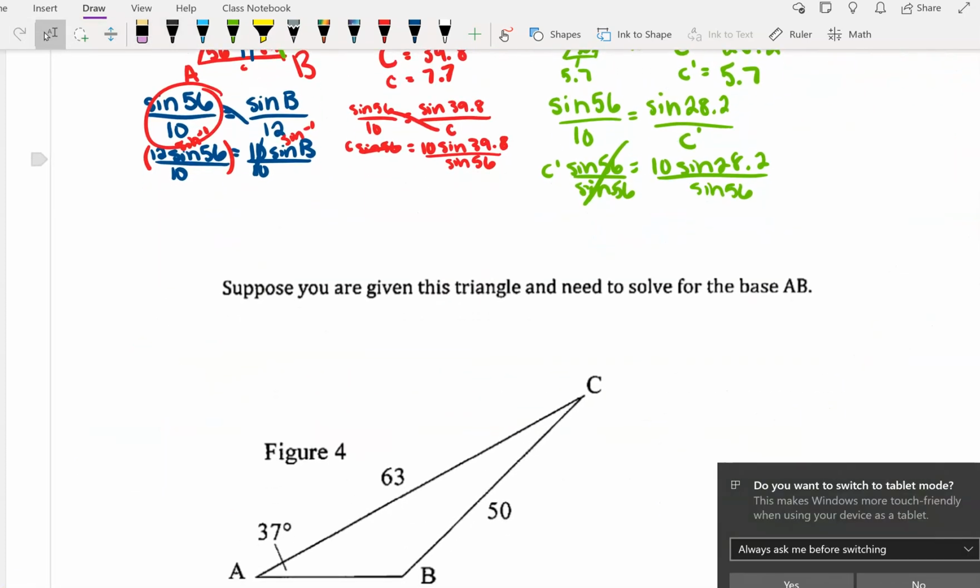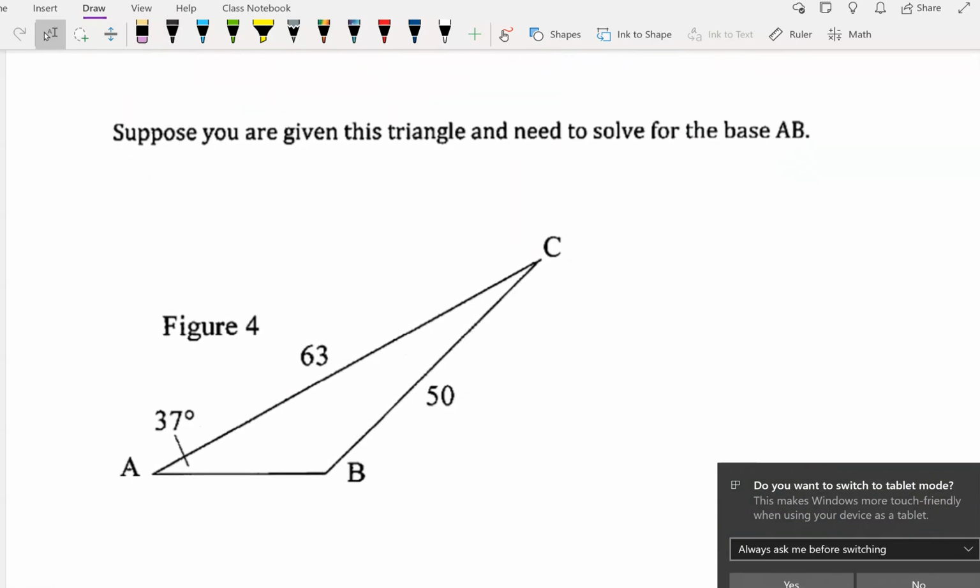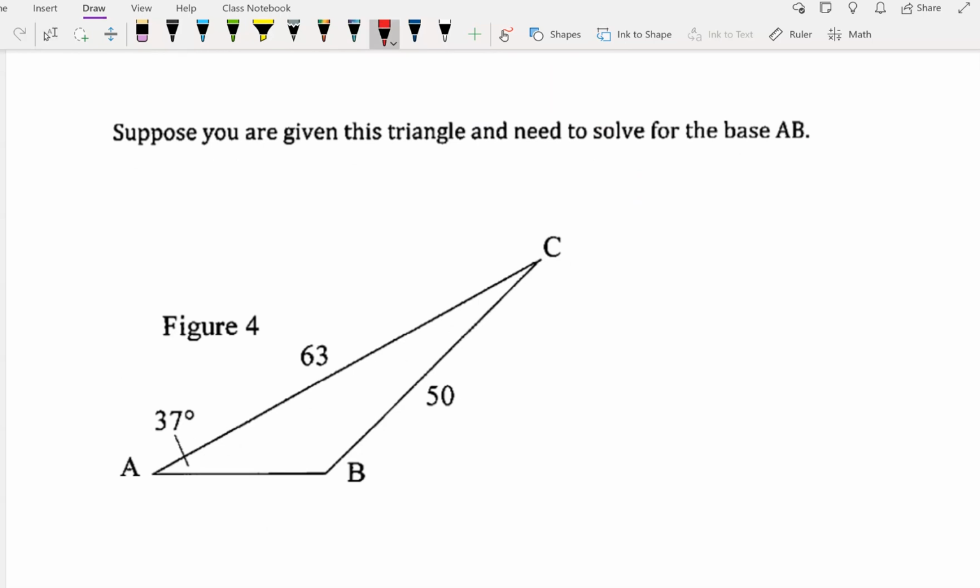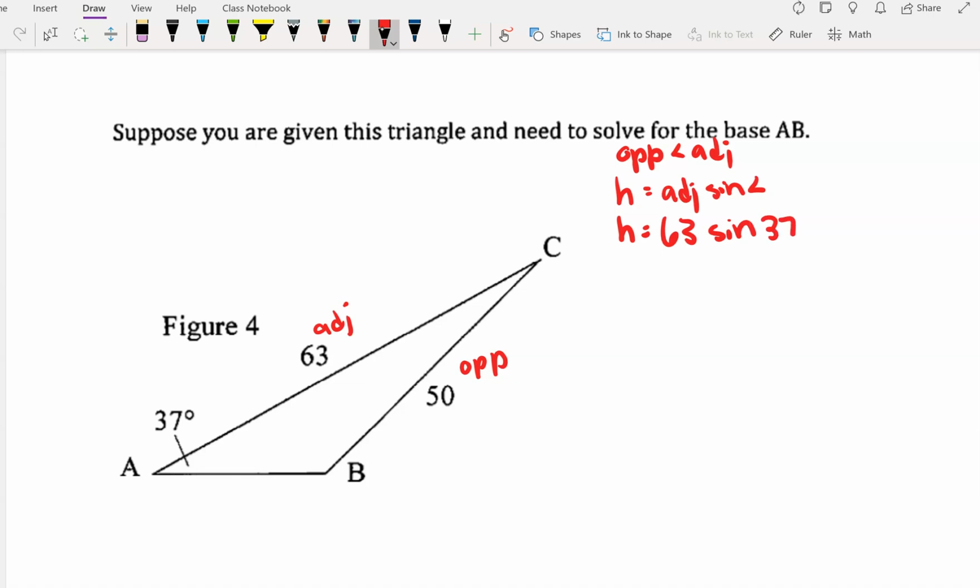All right, so moving on to the next one, we're given a triangle and we need to solve for AB. So we're trying to find that base. First thing I want to do is compare the opposite with the adjacent side. And I noticed that opposite is less than adjacent. So I could have two triangles. So what I need to now do is compare to the height. So to find height, I'm going to do H equals adjacent sine angle. So height is going to be adjacent side, which is 63, sine angle, which is 37 degrees.